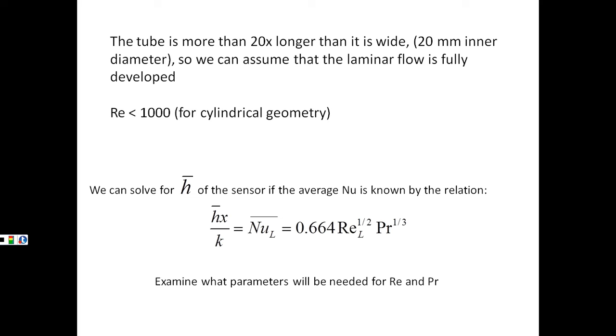All right. So how can we solve for this average heat transfer coefficient? We can solve for it if we know the average Nusselt number. So we can solve for the average Nusselt number if we have knowledge about the Reynolds number and the Prandtl number. So what have I done here? I've looked at the equation for Nusselt number here. I've defined it for a particular location that we're traveling. And we can then look at what parameters are needed for this.